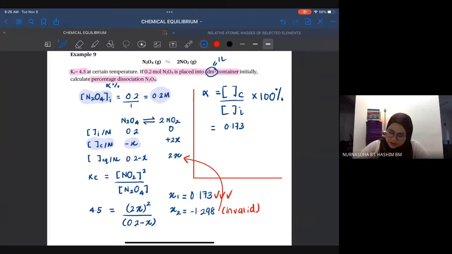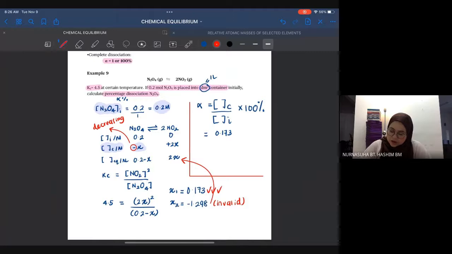Always remember that chemistry dia bukan macam maths tau. Maths mungkinlah nilai tu maksudnya negatif, maksudnya less than 0 kan. Tapi untuk chemistry, negative means decreasing, berkurang. So bila kita nak masukkan dalam expression alpha, tak perlu letak negatif. Okay. Divide by 0.2 times 100. Okay guys, dapat berapa?